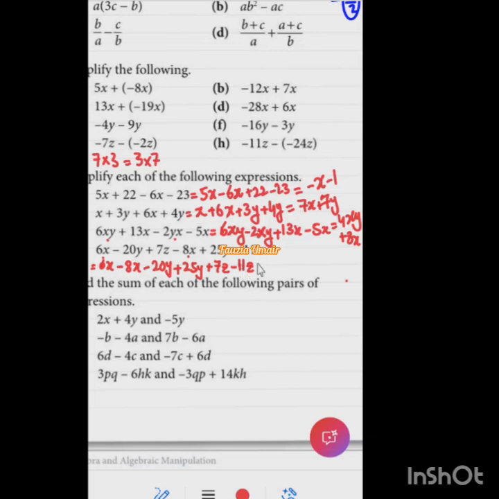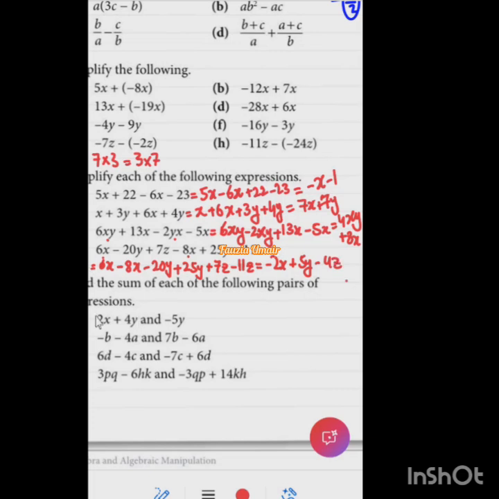So now we can combine the like terms, right? Minus 2x. Minus 20y plus 25y is plus 5y. Sign of the bigger number will come. Plus 7z minus 11z is minus 4z. That would be your answer, right?